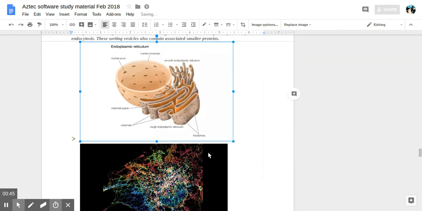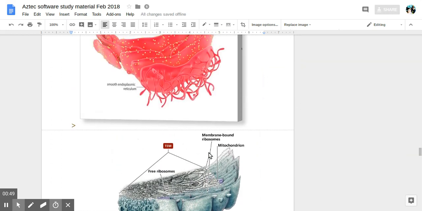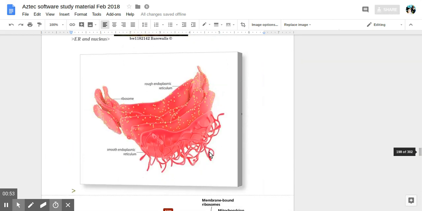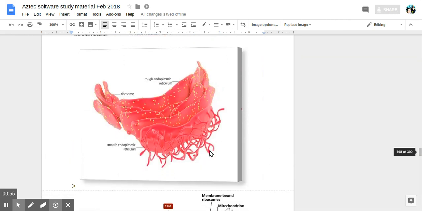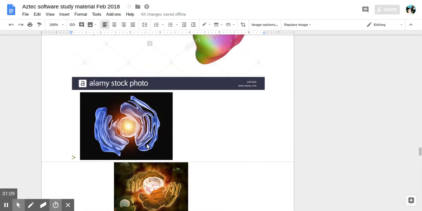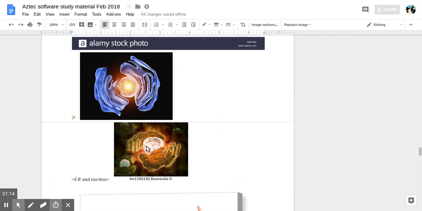So in the endoplasmic reticulum, there's rough, smooth, and sarcoplasmic reticulum. Rough is in charge of protein synthesis with its ribosomes that are on the folds, and these are the ribosome dots. And then the smooth is in charge of lipid and steroid production.